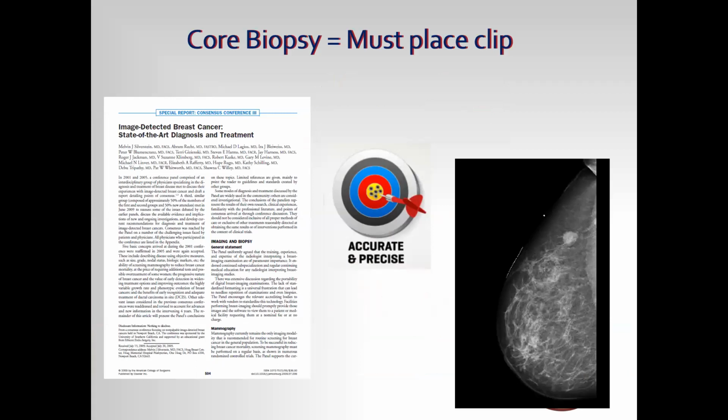Regardless of how breast cancer is diagnosed, a core biopsy should be performed as the initial surgical intervention. And on the boards, it is not an excisional biopsy. It is a core biopsy because it's the least invasive. With a core biopsy, a clip must be placed because we want to be accurate and precise in our diagnosis of breast cancer. These are national guidelines.